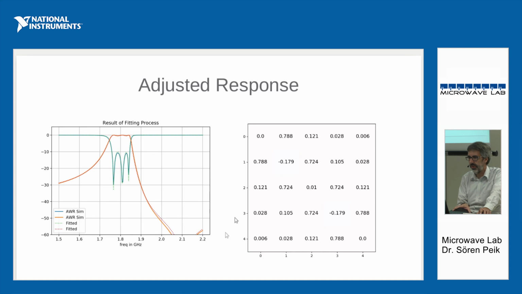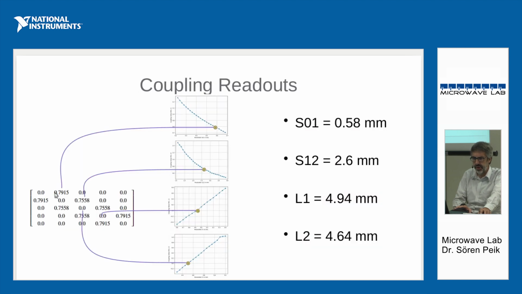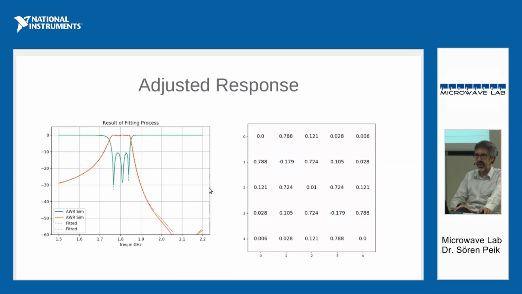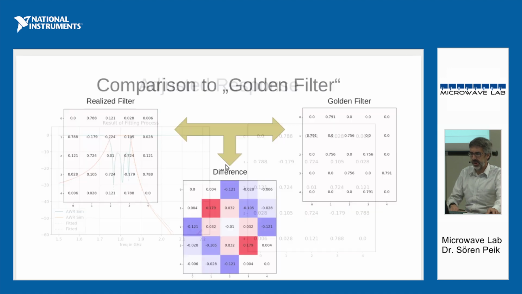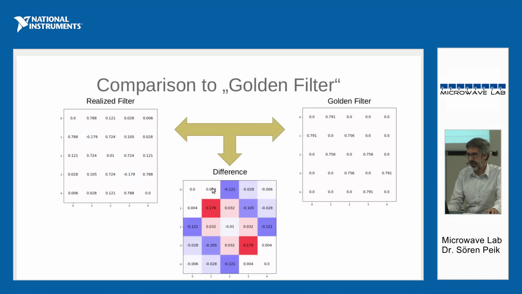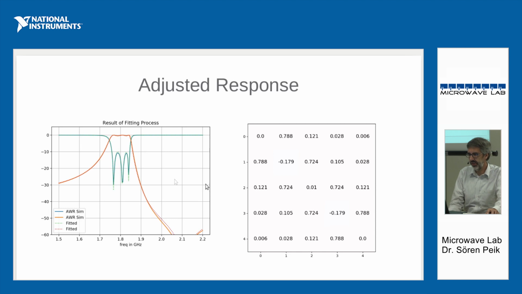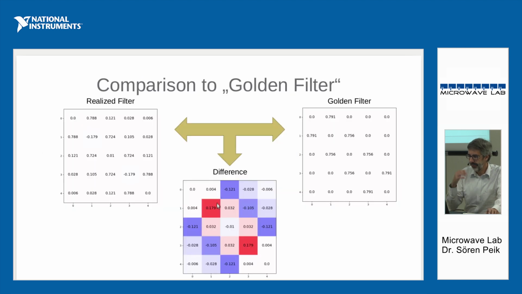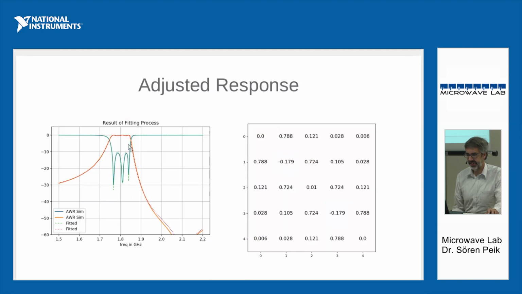So you get a sharper response. And this is my extracted coupling matrix. You see that these values 0.788 are very close to 0.79, which was the ideal one. No? Okay, this is not really the final thing because it's still easy. Now we know that it's not exactly as I want it.